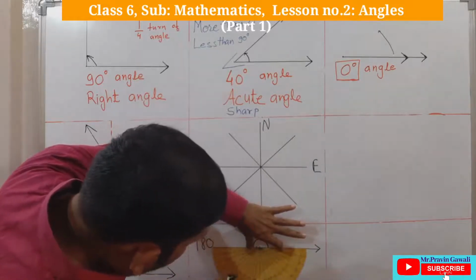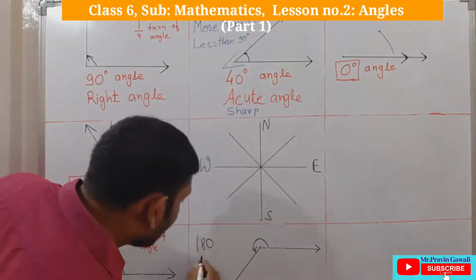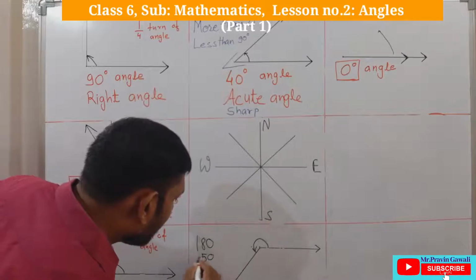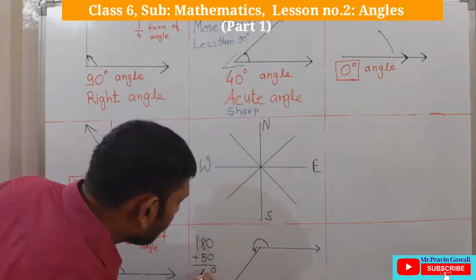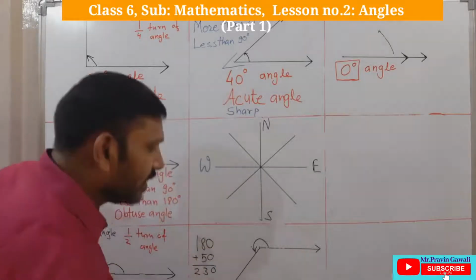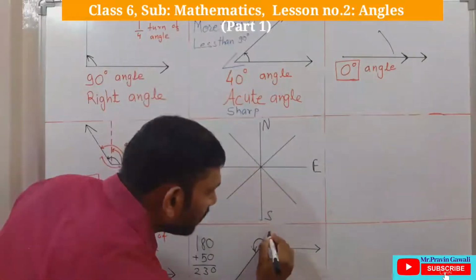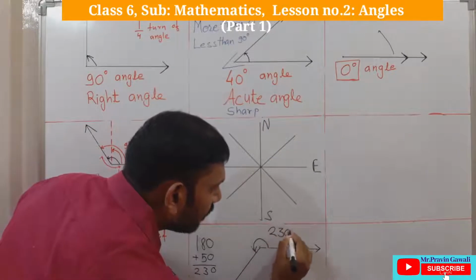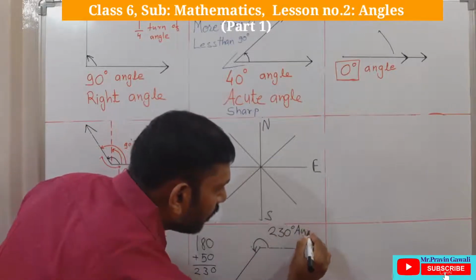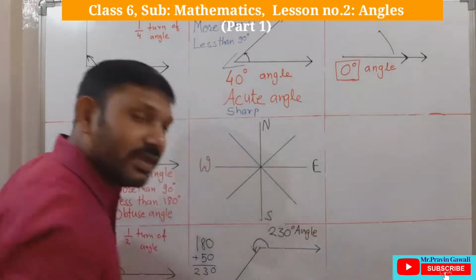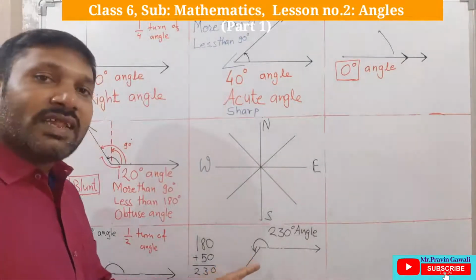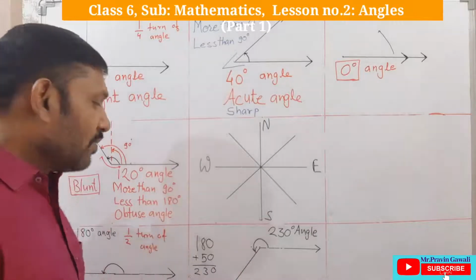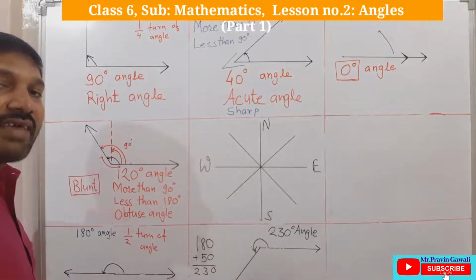It is 50. Okay, so 180 and 50 means what? How much? 230 degree. It means it is a 230 degree angle. Okay, student, now I will tell you the name of this angle afterward. Before that, I will tell you the name of this other angle now.